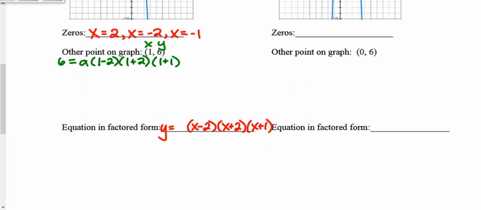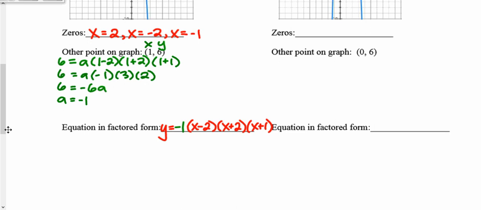Now I'm just going to go through and solve for a. Simplifying here, 1 minus 2 is -1, 1 plus 2 is 3, 1 plus 1 is 2. If I multiply -1 times 3 times 2, I get -6. So 6 equals -6a, and then if I divide both sides by -6, I get a equals -1. So going to our factored form, it's now completely finished if we put that -1 out in front, which should make sense because our leading coefficient, we talked about at the beginning, should be negative.